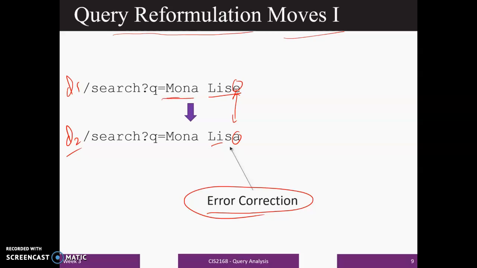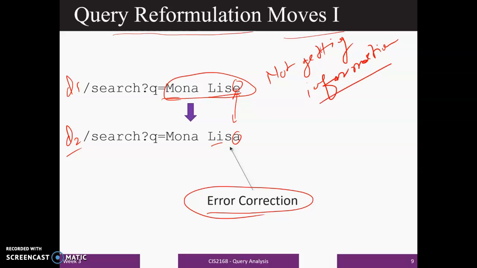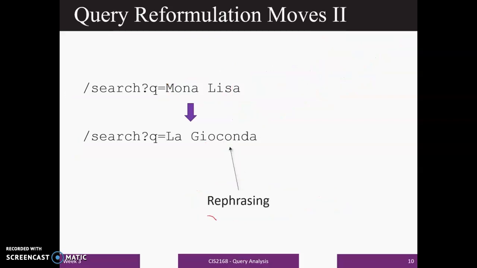So if you are searching for this and you are not getting information because something is given wrongly, then what you are doing, you are correcting it for getting the information. So this process is called as error correction. Next we'll see the next reformulation, which is known as rephrasing.